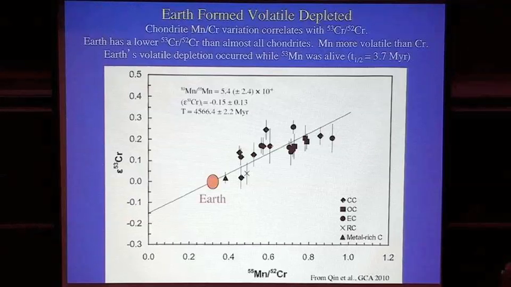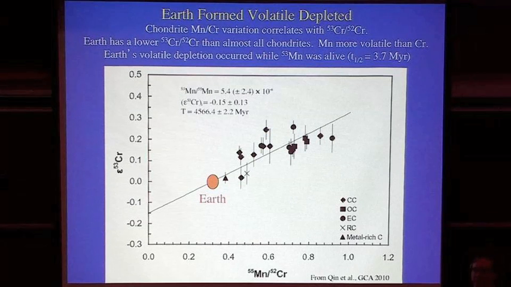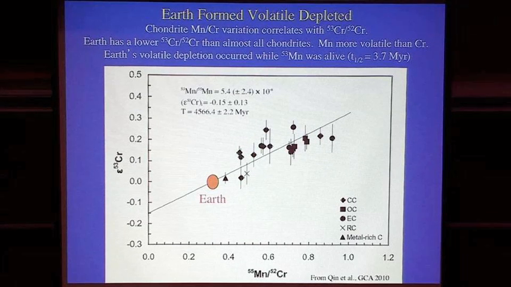So the manganese-chromium system shows us that the first stuff that the Earth is forming from was already volatile depleted, which then has implications for the palladium-silver system because it means the early material coming into the Earth had a high palladium-silver ratio, and hence the silver isotopic composition would rapidly evolve out of the range that we have for the Earth.